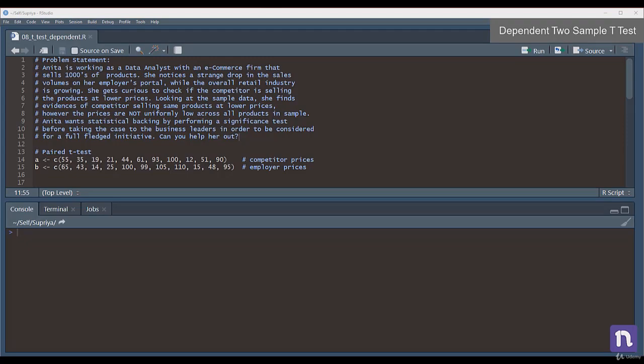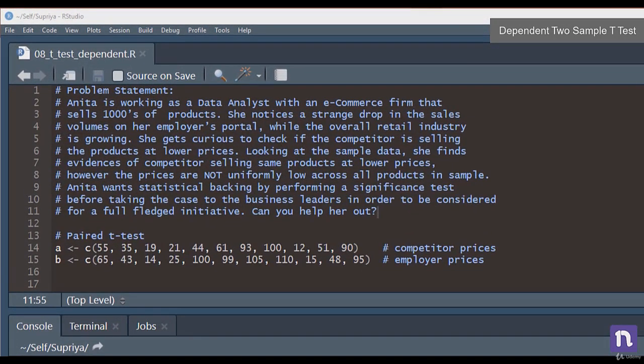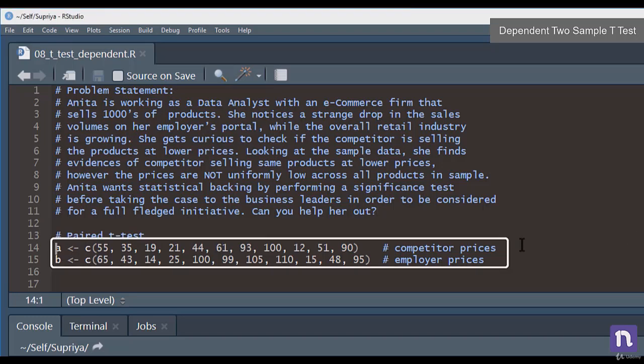So we have the problem statement for the dependent two sample t-test over here. The objective of performing this test is for Anita to prove that the competitors of her employer are in fact pricing their products competitively. When I say competitively, they are pricing their products at a lower price than what her employer is offering. The data for this is stored in two vectors. Vector A shows the competitors' prices, vector B shows the prices of Anita's employer for the same products.